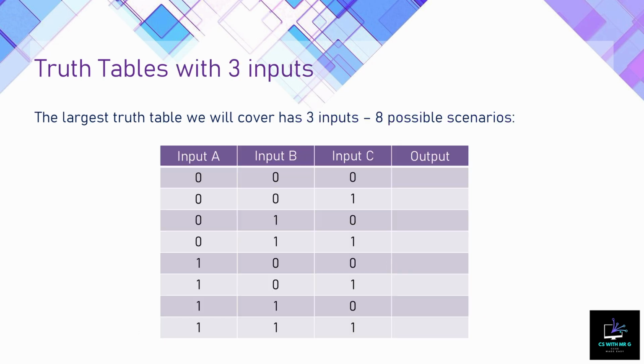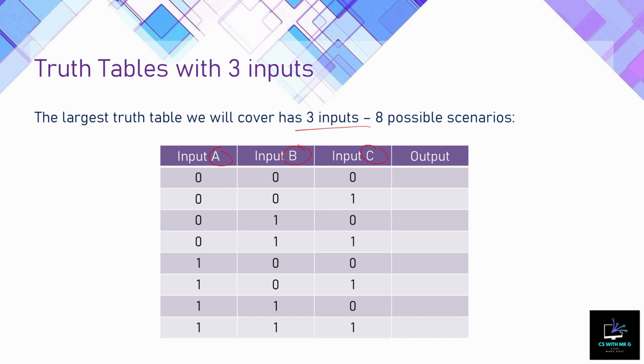Now, the biggest truth table that we will cover is for a logic circuit that has 3 inputs. This is when we start to combine logic gates together to make a logic circuit, but we are not going to see a truth table with more than 3 inputs at GCSE level. So as you can see, we've now got A, B, and C. And again, the amount of scenarios has doubled again. So instead of 4 with 2 inputs, we now have 8 possible scenarios.